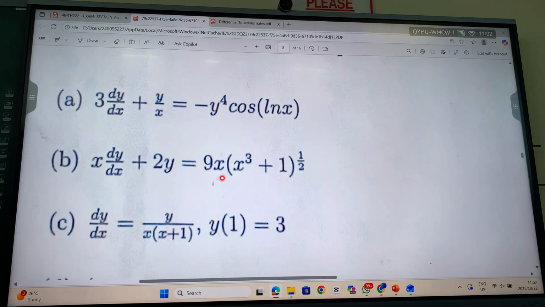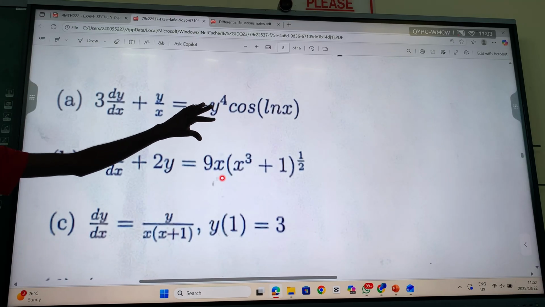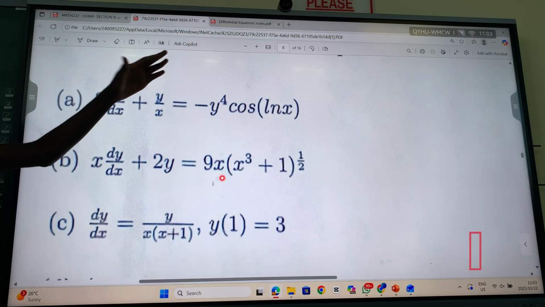With more practice you watch the trends and how things are set. But you must have the skills to identify it. This is first order, but it's not linear. So it's a Bernoulli equation. The procedure is easy.